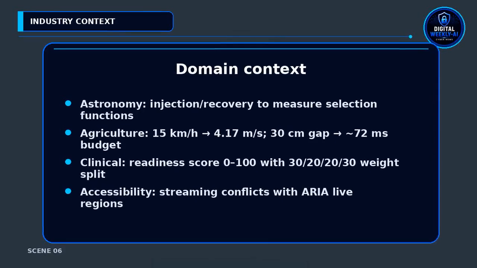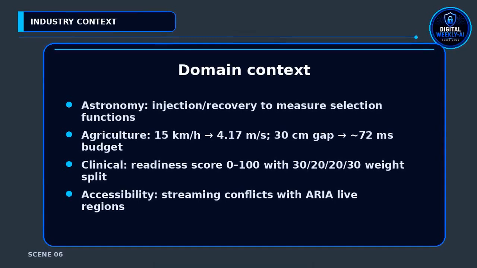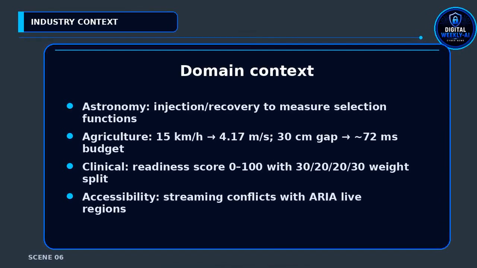Domain differences create different constraints. Astronomy treats classifiers as infrastructure and uses injection and recovery to measure selection functions. Agriculture sets hard latency budgets. 15 kilometers per hour is 4.17 meters per second. With a 30-centimeter camera gap, the loop has about 72 milliseconds.